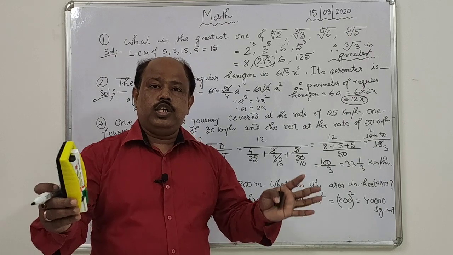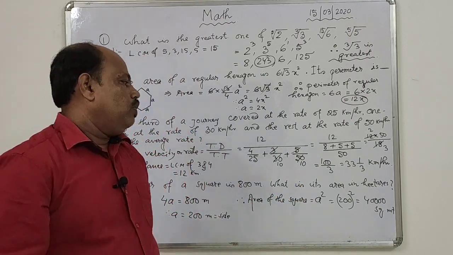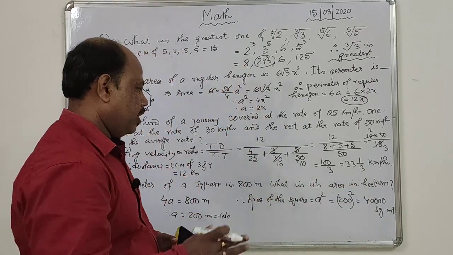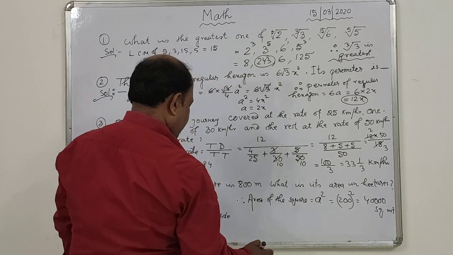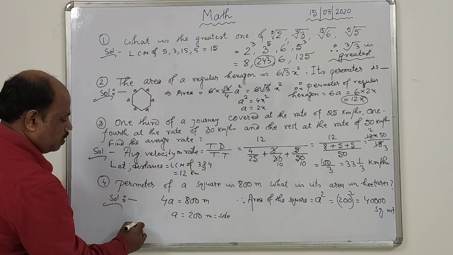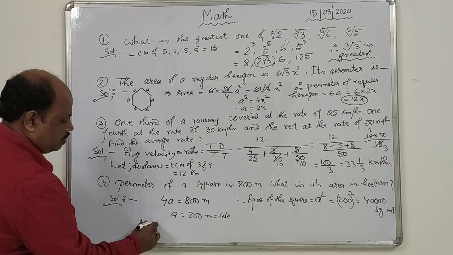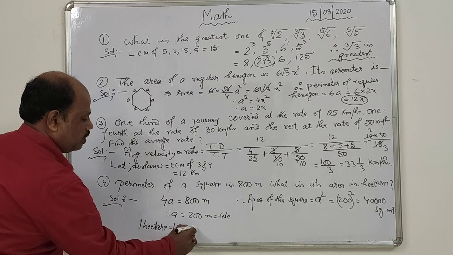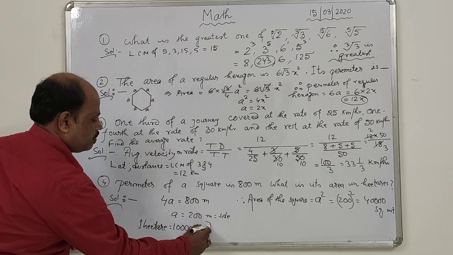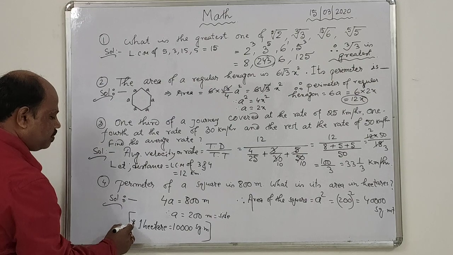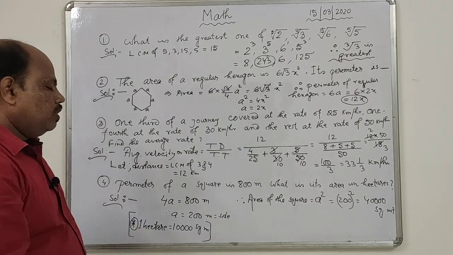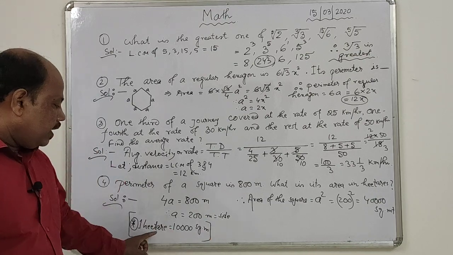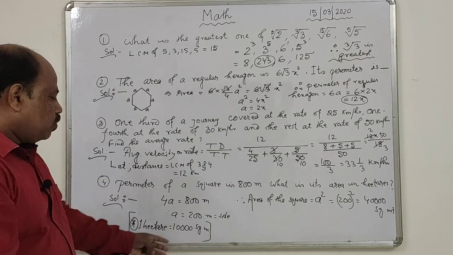Hectare is the unit, and at first you have to know what is the relation between hectare and square meter. Okay, so look, mind it from today. 1 hectare equal to 10,000 square meter. That is the conversion relation between hectare and square meter. 1 hectare equal to 10,000 square meter.